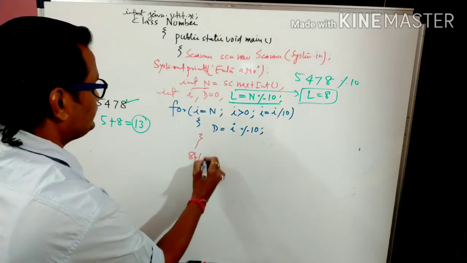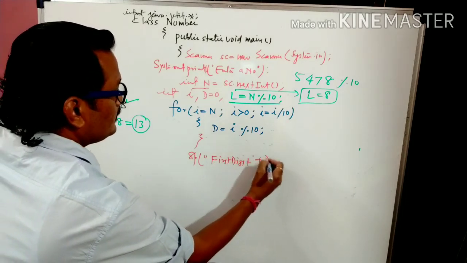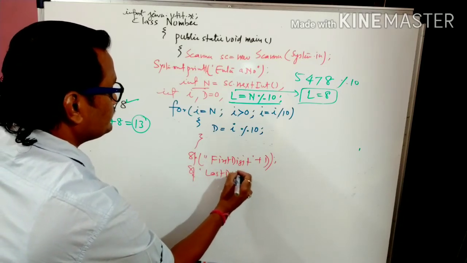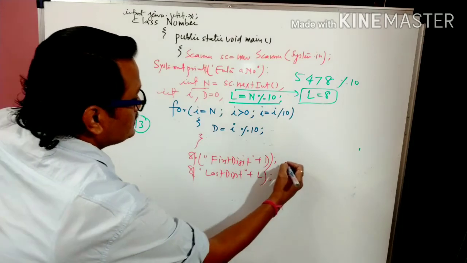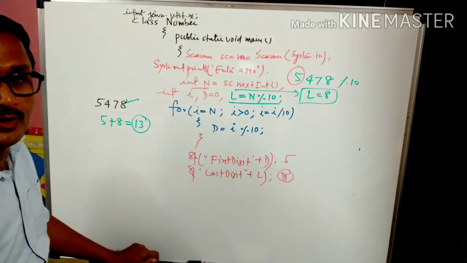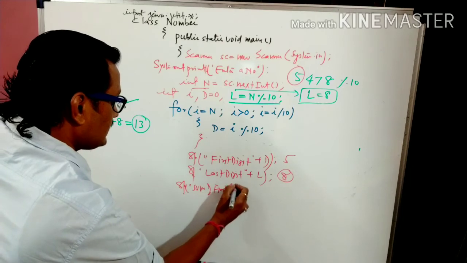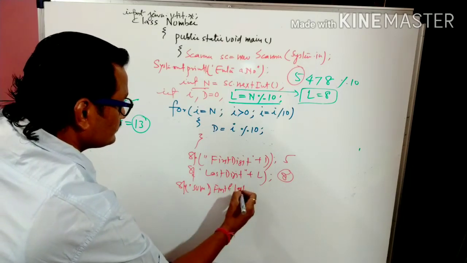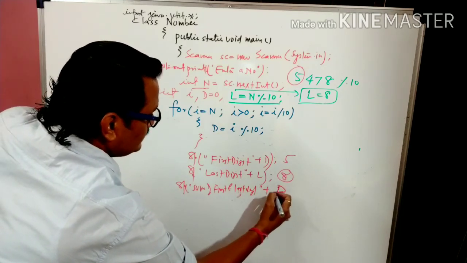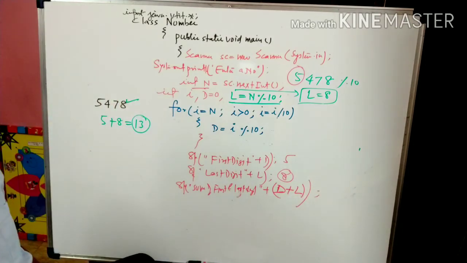If you print here first digit D, and if you write here last digit, here is L. So in this case, it will print 5. This is the first digit, and last digit is 8. And sum of both the numbers. So you write here sum of first and last digit is equal to L plus D within bracket. That's all, my teacher.